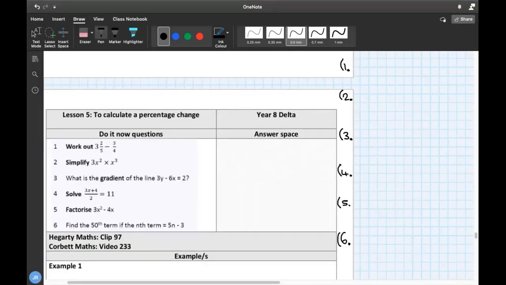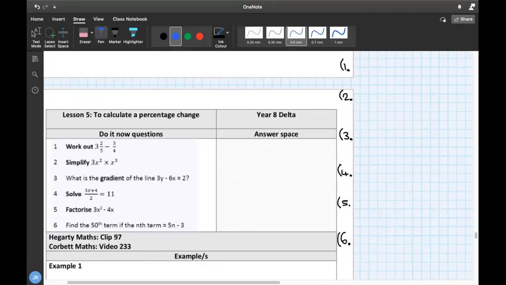Today we're calculating percentage change. In our previous lessons, we were increasing or decreasing an amount by a percentage, and now we've been given that amount that's been increased or decreased, and we're asked to work out what the percentage change has been. If you haven't done so already, just pause the video and have a go at the doing now questions.